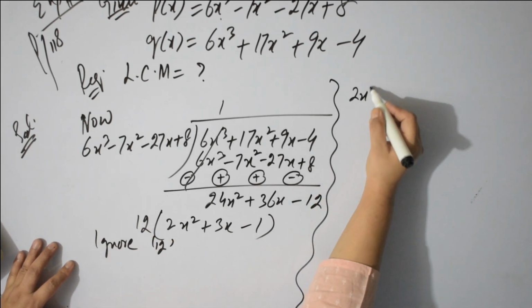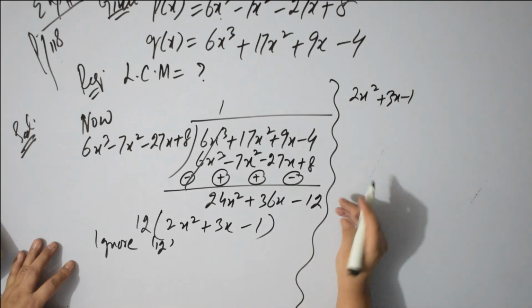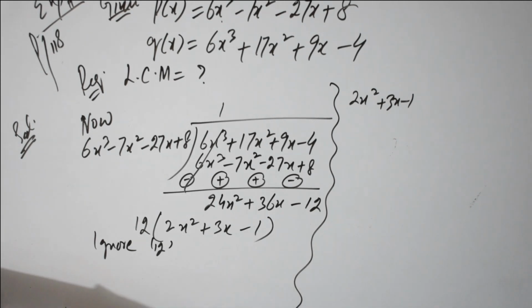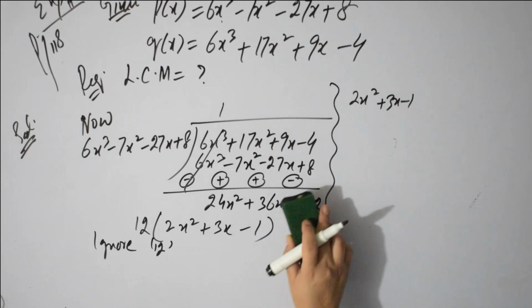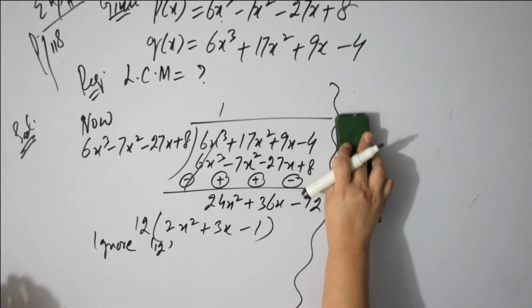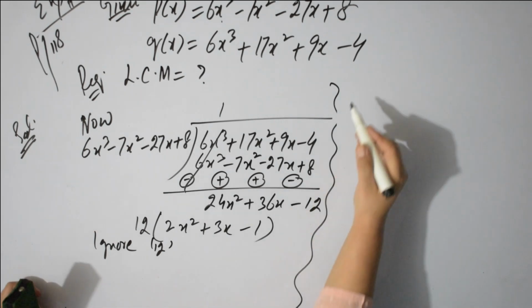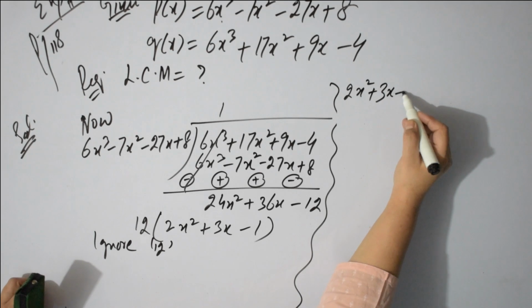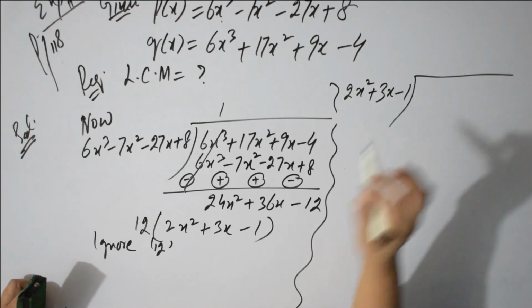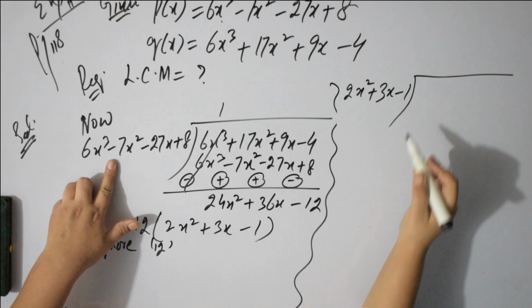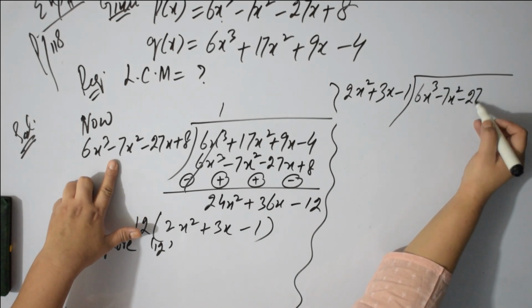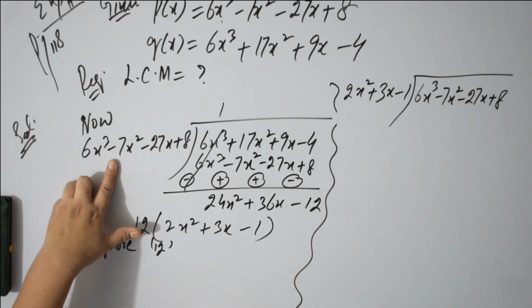So 2x square plus 3x minus 1 becomes my divisor, and 6x cube minus 7x square minus 27x plus 8 becomes my dividend.